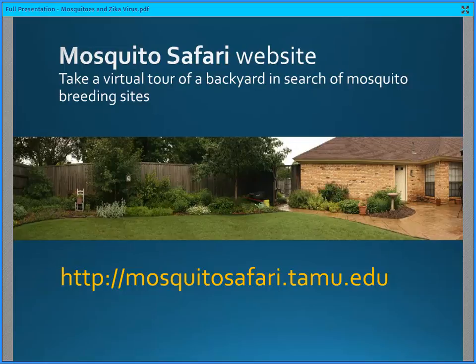Basically, it's a walkthrough of a backyard that shows you where mosquitoes are breeding. It gives you information about various aspects of the backyard, tells you some stories about birds and bird feeders, and shows you different containers that might collect water, gutters, and those sorts of things. It's kind of a fun site to learn about mosquitoes and control.